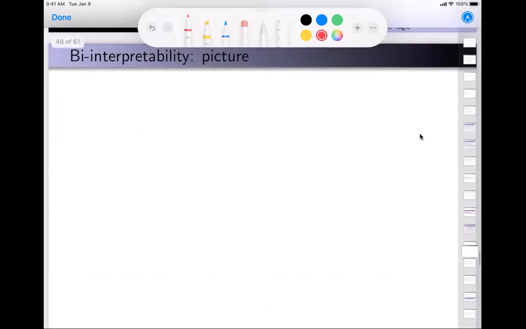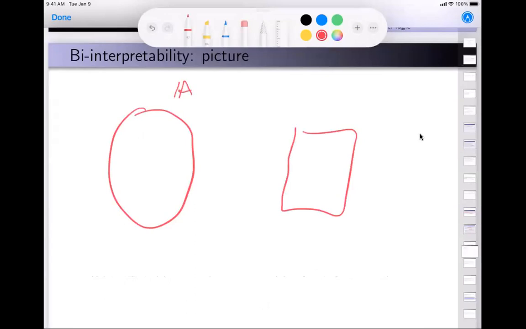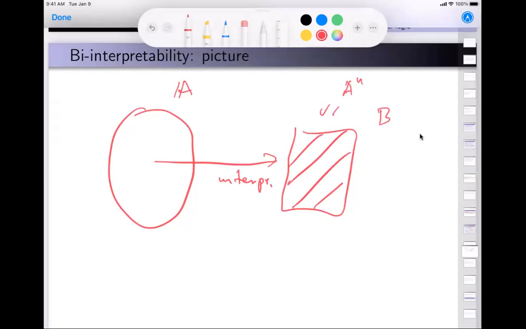So suppose you have two structures, maybe in different languages. There is a structure A and the structure B. And B somehow is interpreted in A. It means this structure B is a subset of some A to the N. It's a definable subset, and it's an equivalence relation which is definable, and operations on classes are defined by some formulas. So it sits somewhere here.